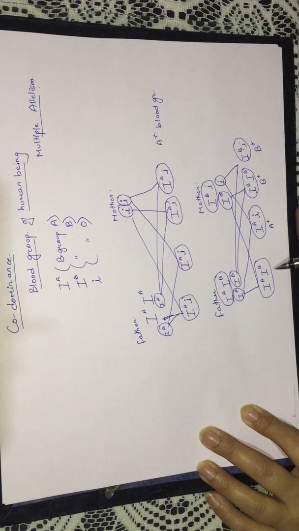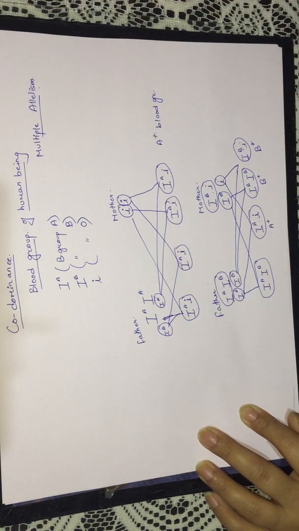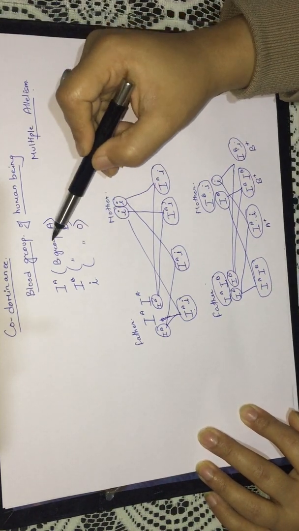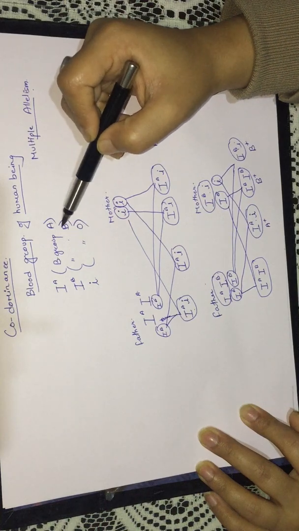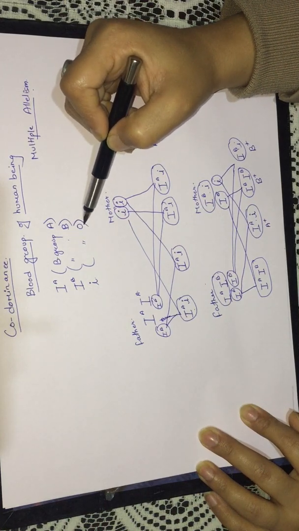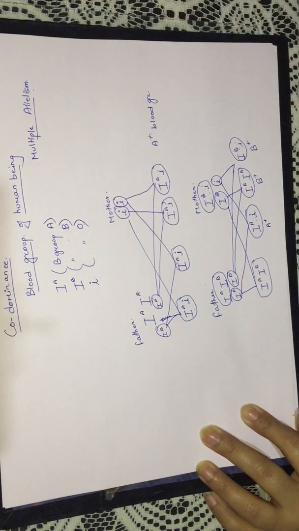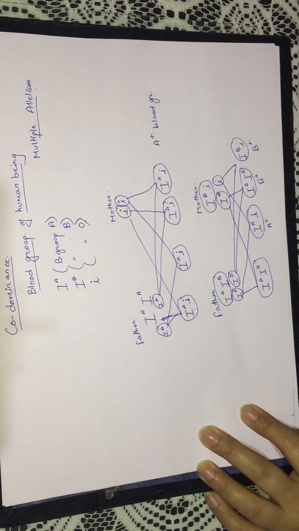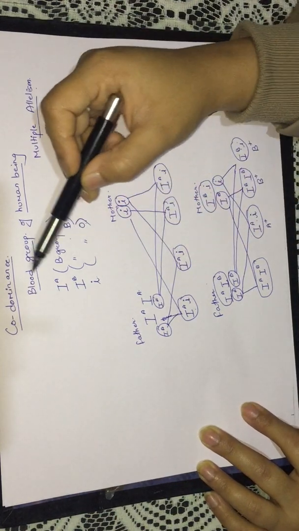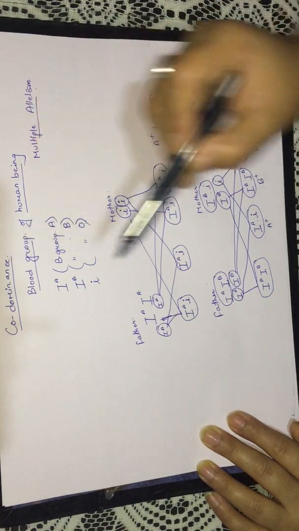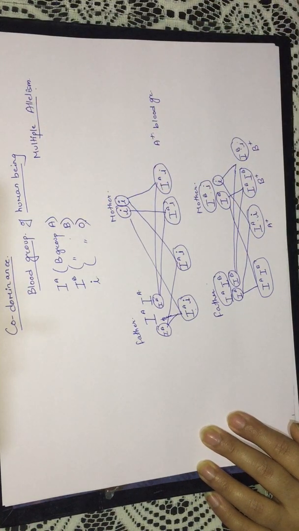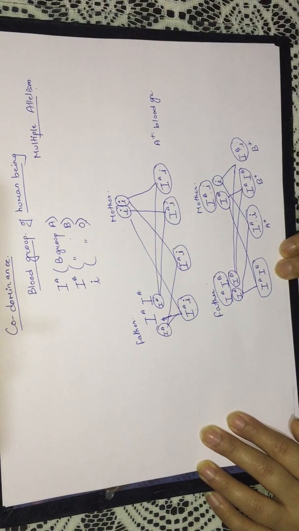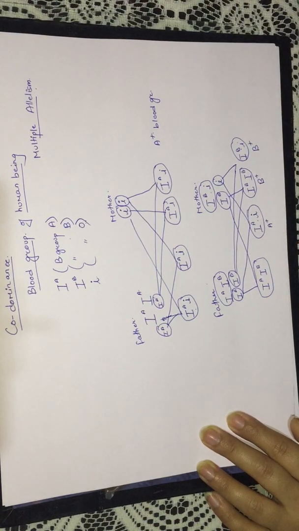Now, what about this IA and IB? I have already told you that out of these three alleles, these two are dominant and one is recessive, that codes for O. So now we are talking about codominance, in which both alleles are dominant and cannot dominate over each other. As a result, both the alleles will be expressed in the progeny.